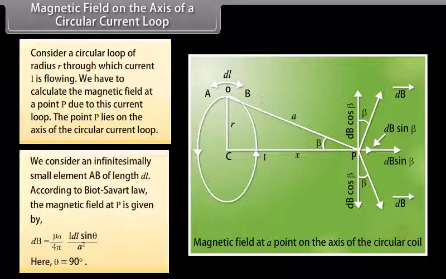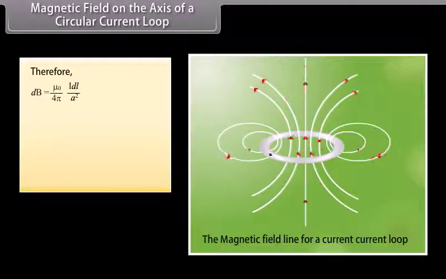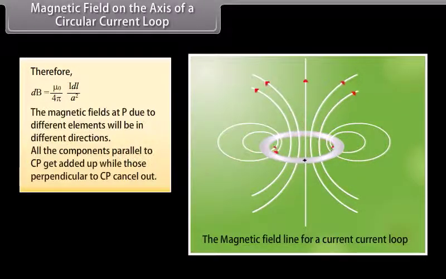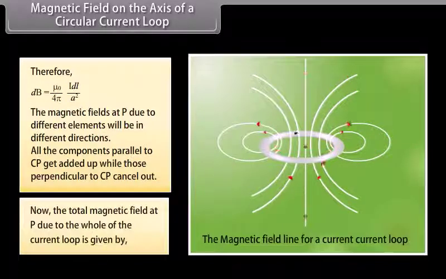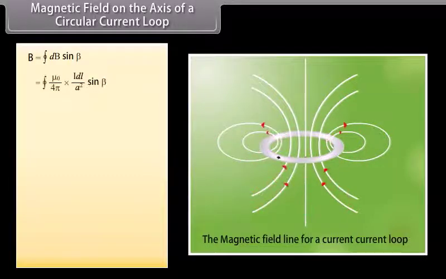Here, theta is equal to 90 degrees and sine theta is equal to 1. Therefore, the magnetic field at P is given by mu naught upon 4 pi multiplied by I dl divided by a square. The magnetic fields at P due to different elements will be in different directions. All the components parallel to CP get added up, while those perpendicular to CP cancel out. Now the total magnetic field at P due to the whole of the current loop is given by closed integral of dB sine beta.